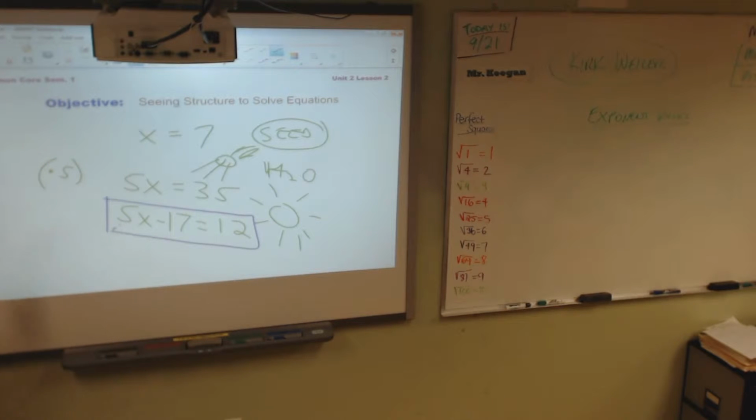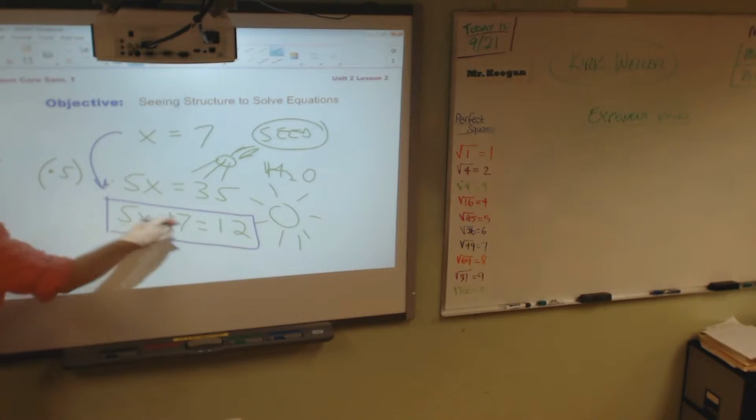And we know that when we solve this, well, it's going to equal 7. X is going to equal 7. But yeah, when you plug it in, you get 35. 35 minus 17 is 12. But do you see how we grew our own equation here, starting from the seed?